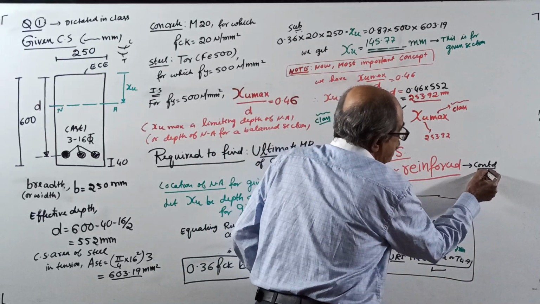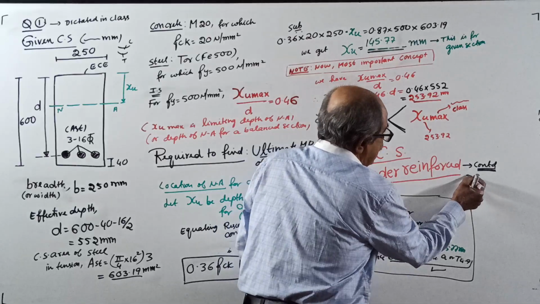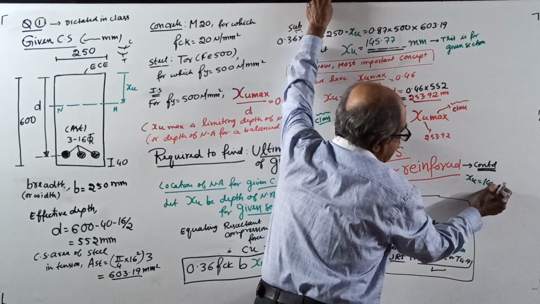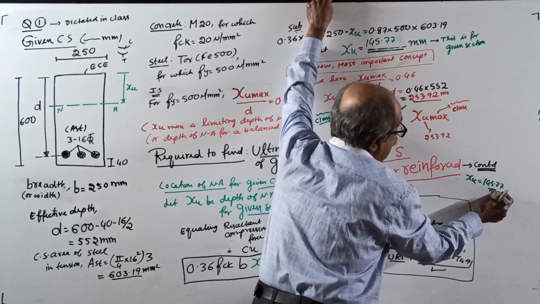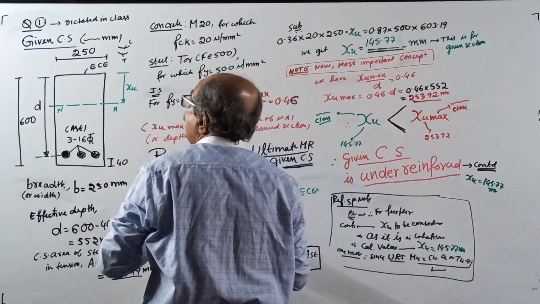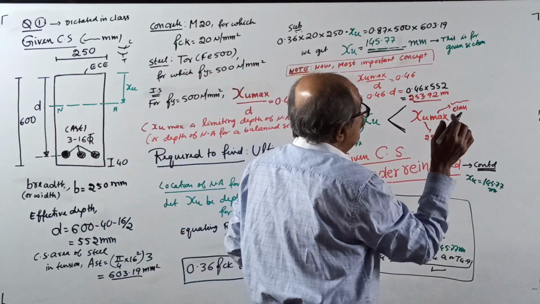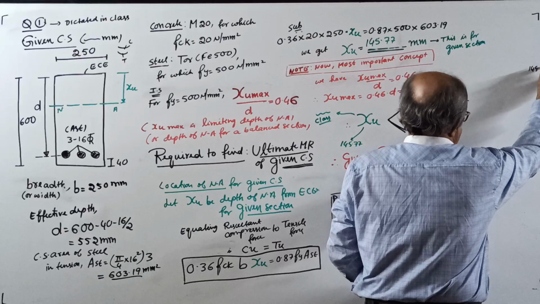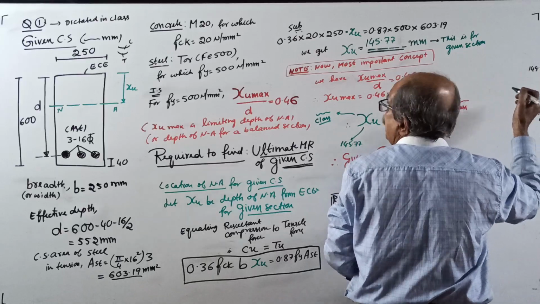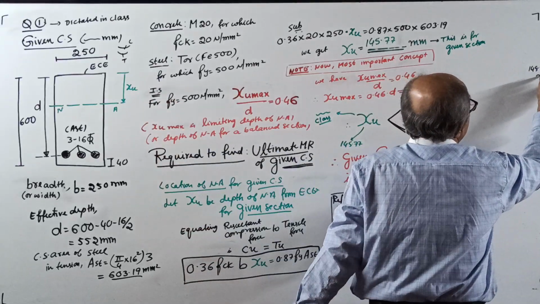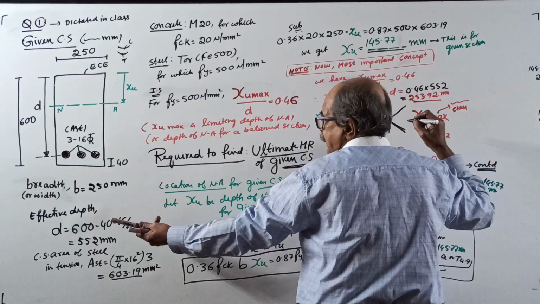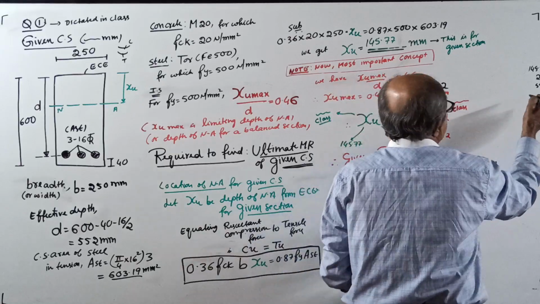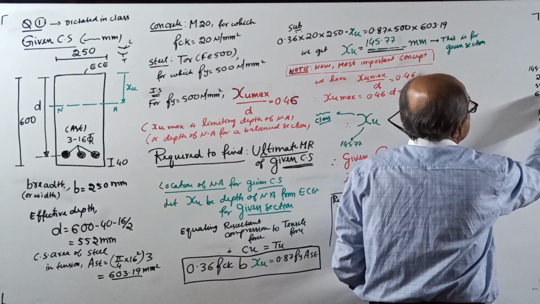Now, continuing, remember your XU will remain how much? 145.77. One minute, I'll rub everything and write. For that, I am removing all this. So I will make a small note here for my reference: 145.77, second decimal sufficient. Breadth is 250. Effective depth 552. AST is 603.19.